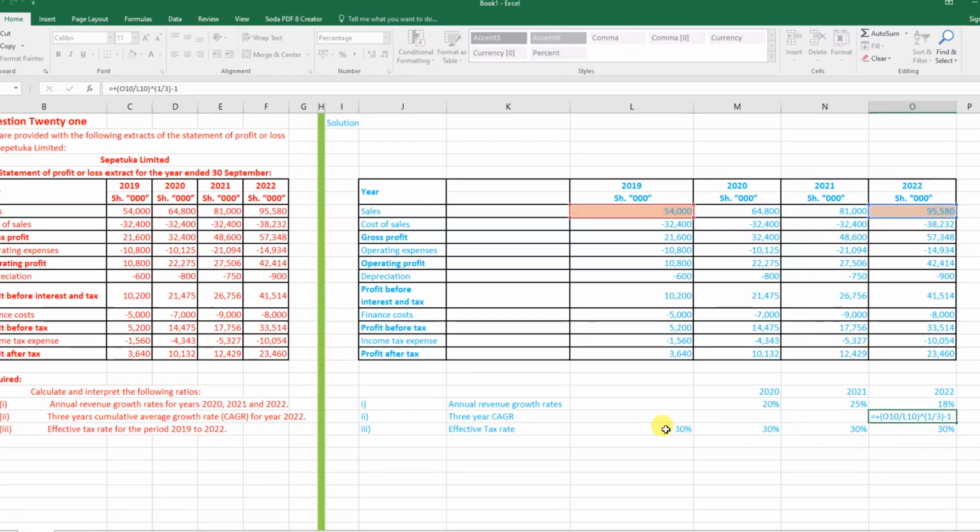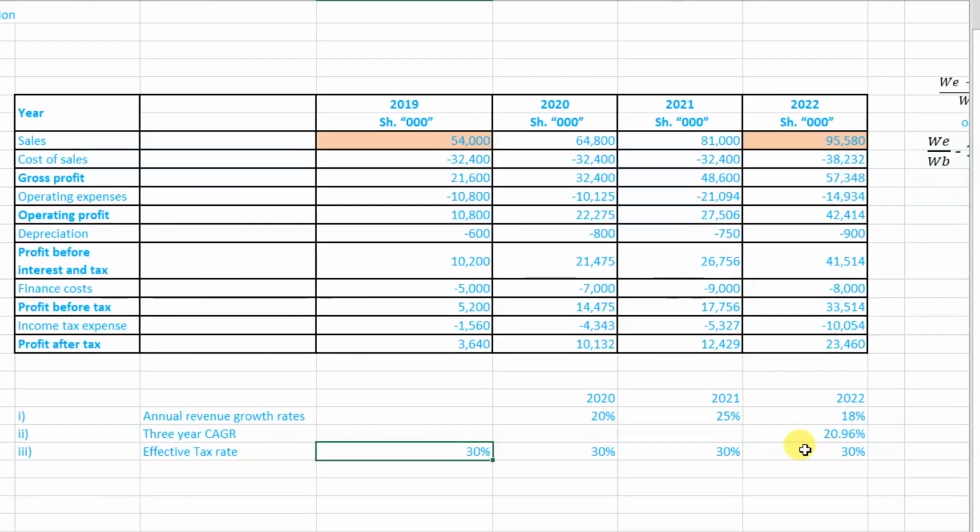For the tax rate from 2019 through to 2022, because we have seen the tax rate is negative over here, we cannot have a negative tax rate. We picked just the income tax expense here. We divided that by the profit before tax, and we got that value there.